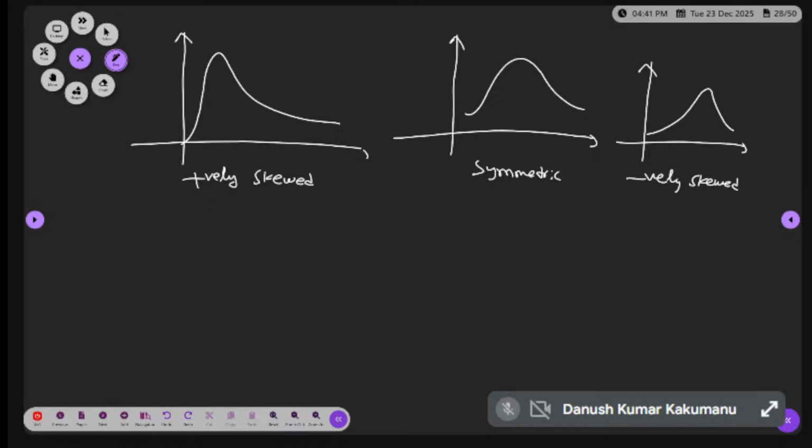For positively skewed, remember mode less than or equal to median less than or equal to mean. For symmetric, mean is equal to mode is equal to median. Negatively skewed is mean less than or equal to median less than or equal to mode. This is about skewing. Skew means what? Which type of moment is it? Second order or third order? Third order. Skew is the third order moment.